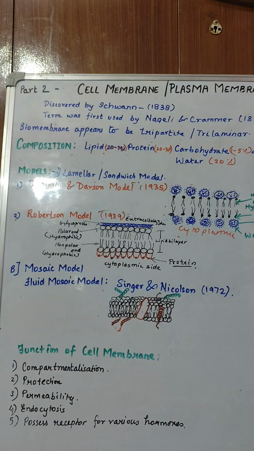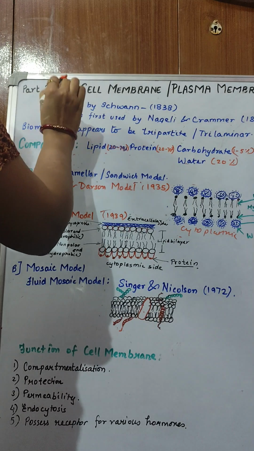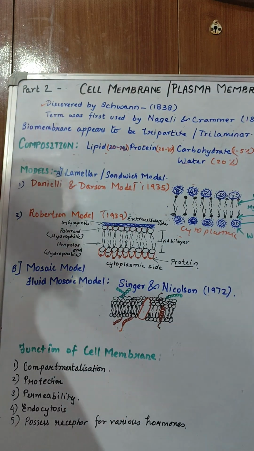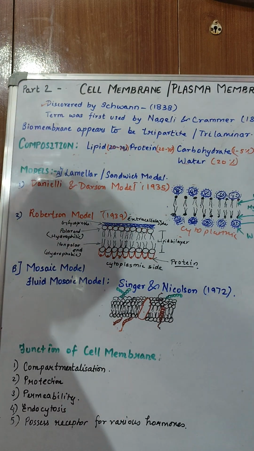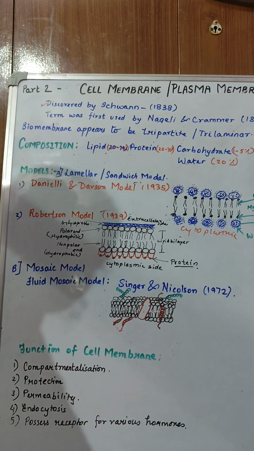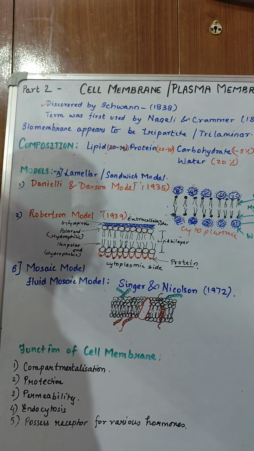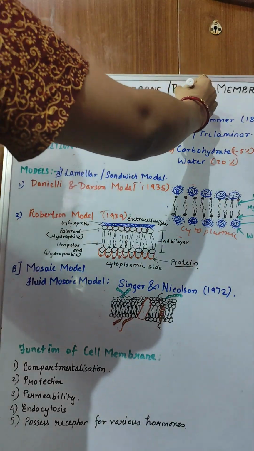Okay, how it was discovered. It was discovered by Schwann in 1838, and this Schwann was working on zoology. He was a zoologist working on animal tissue. He was the first person to identify that animal cells do not contain a cell wall but only a cell membrane.